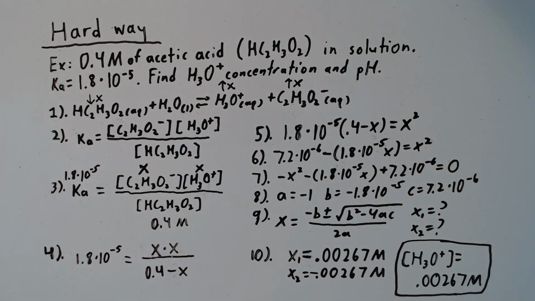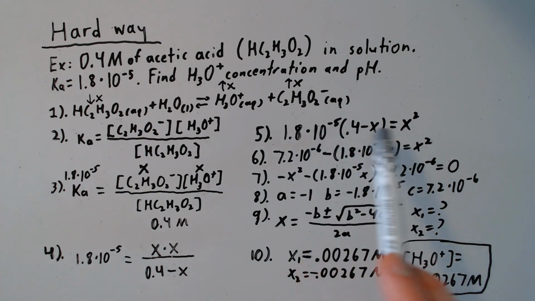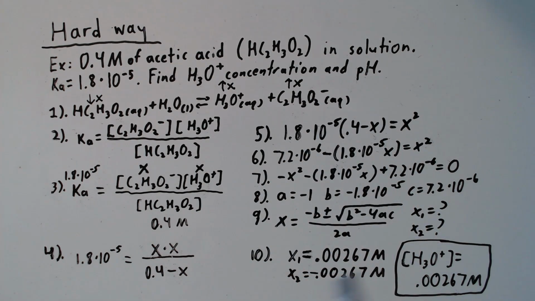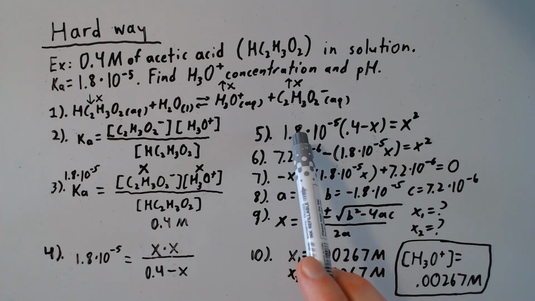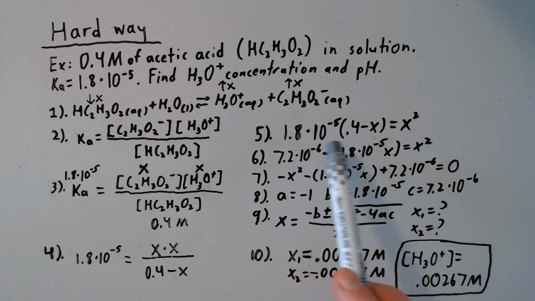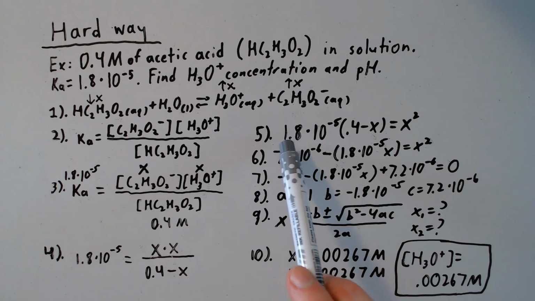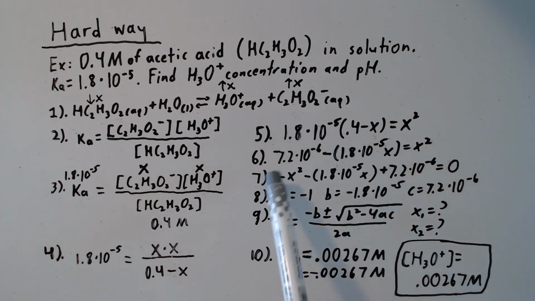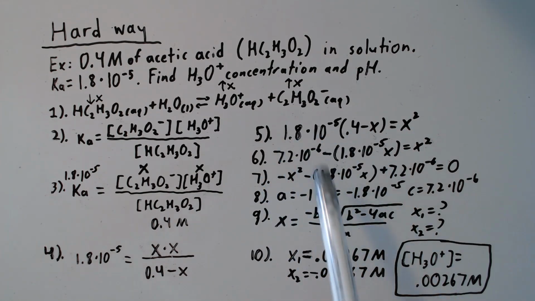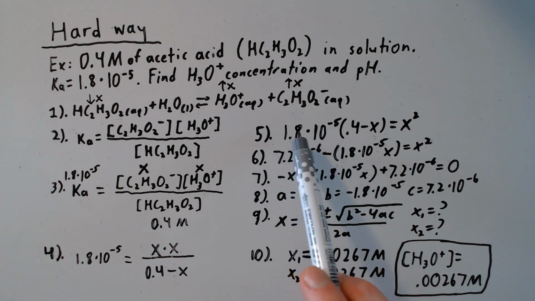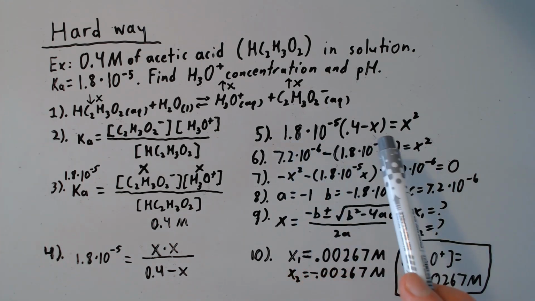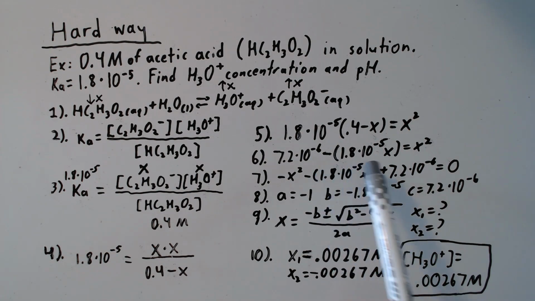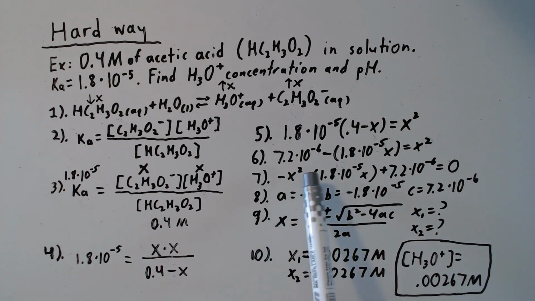And that is exactly what I'm going to do here. First, I take this lower portion and multiply it by 1.8 times 10 to the negative fifth. Then, I distribute the 1.8 times 10 to the negative fifth within the parentheses. So here I distribute it and multiply by the 0.4 to get 7.2 times 10 to the negative sixth. And I multiply the 1.8 times 10 to the negative fifth by the minus X to get minus 1.8 times 10 to the negative fifth times X. So I distribute it to each one of these terms.